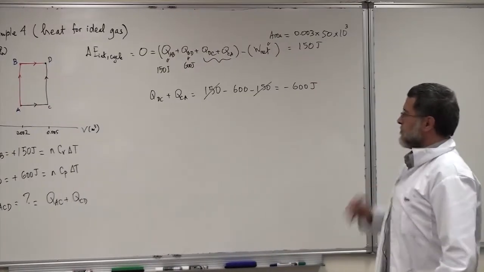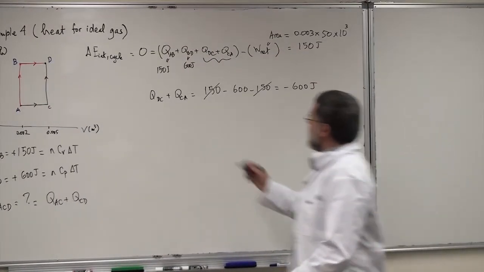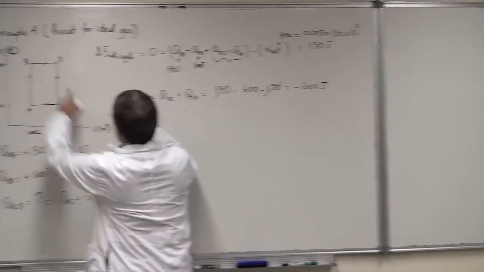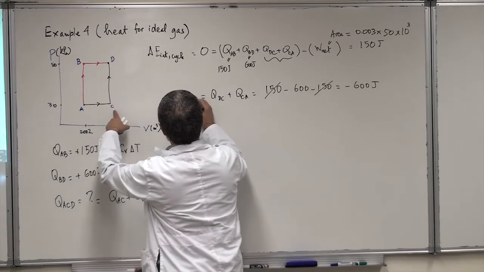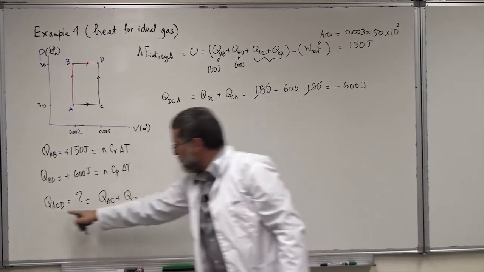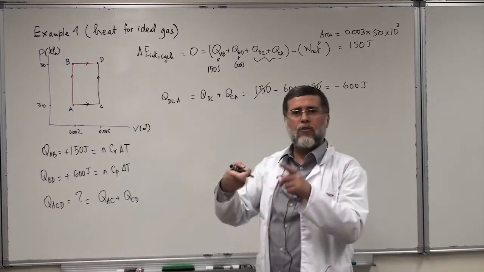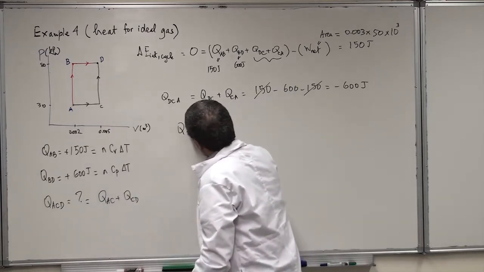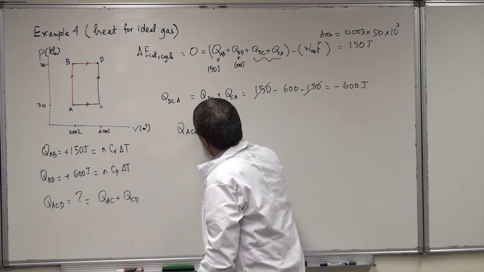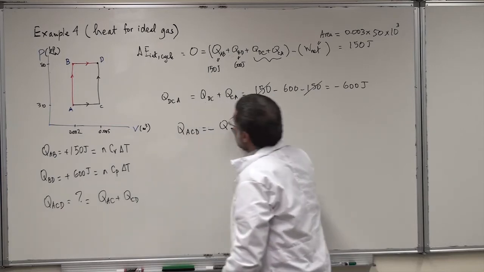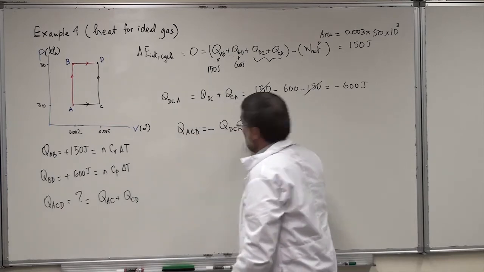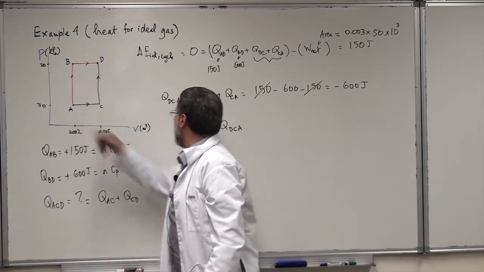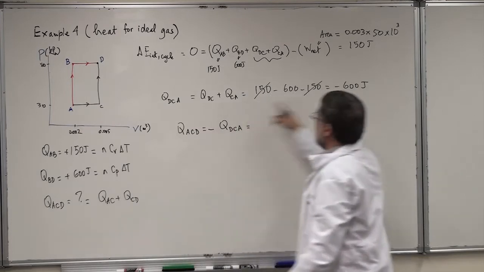You agree with me? So this is actually, which heat is this? Q DCA. But I'm looking for what? I'm looking for Q ACD. I'm looking for the opposite. I'm looking for this Q, not this Q here. So Q ACD is equal to minus Q DCA. This is important to know. Q ACD is minus Q DCA. And I know this Q DCA is here.